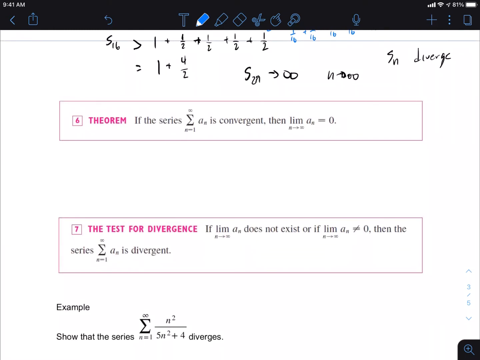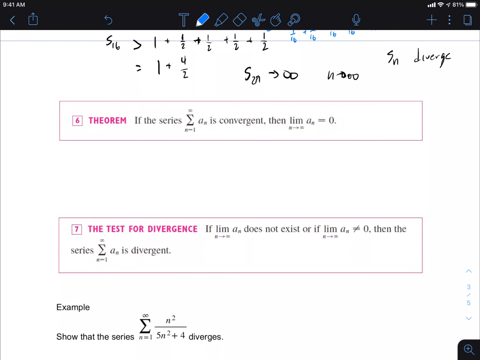If a series is convergent, then the limit of the sequence is going to go to 0. So that's important. The sequence is going to go to 0. And then the divergence test tells us that if the limit as n goes to infinity of a sub n doesn't exist, or if it doesn't equal 0, then the series is going to be divergent.